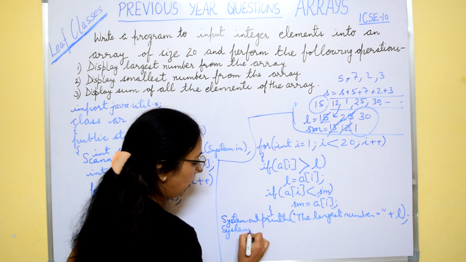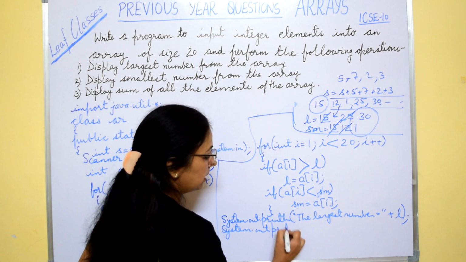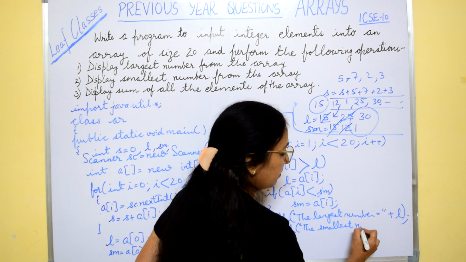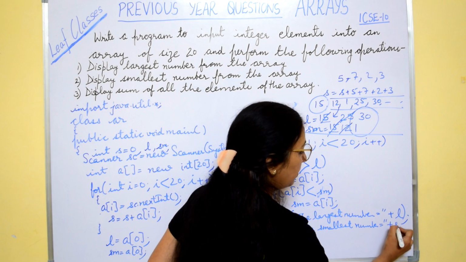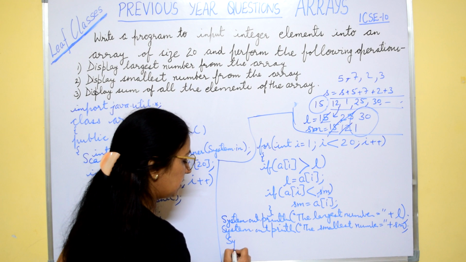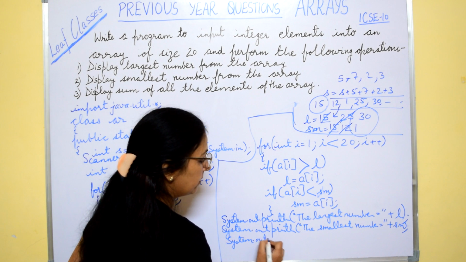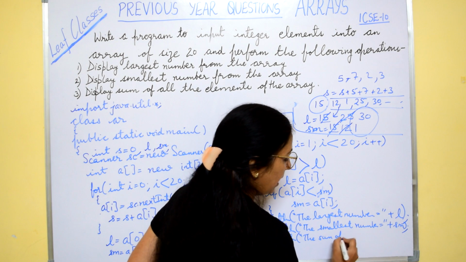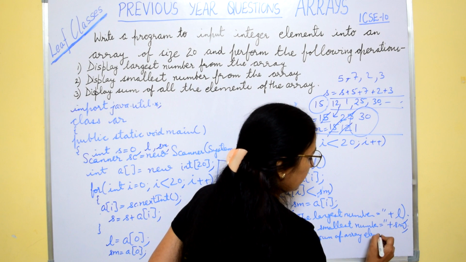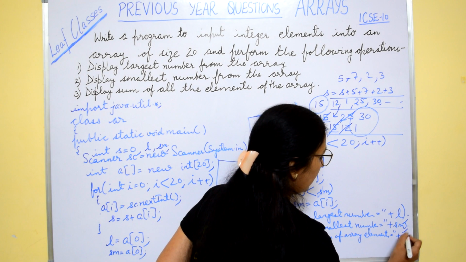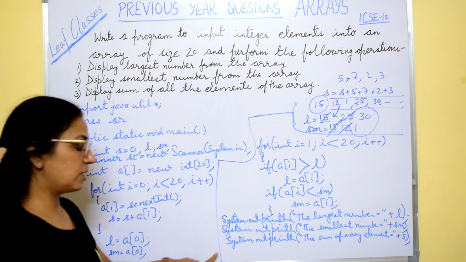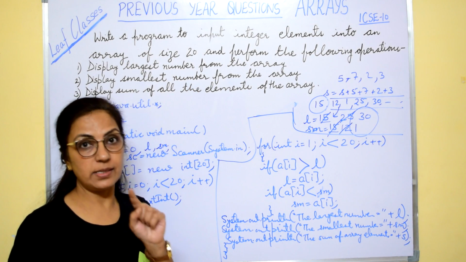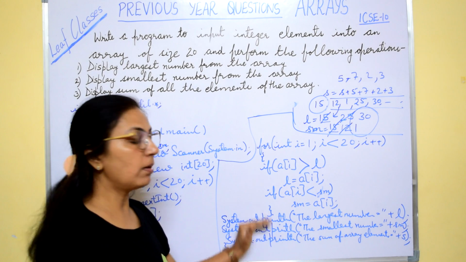Similarly, for smallest also one print statement System.out.println the smallest number equals to plus SM, and the sum also we have calculated System.out.println the sum of array elements equals to S. So what is asked, we have displayed all that, and since the largest is 1, smallest is 1, and sum is also 1, so that will not be within the loop.